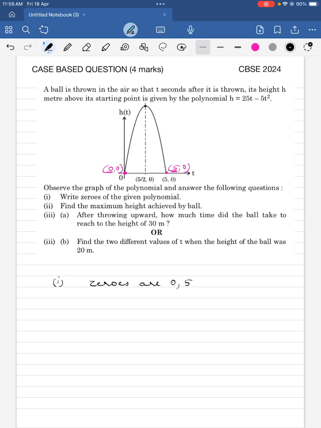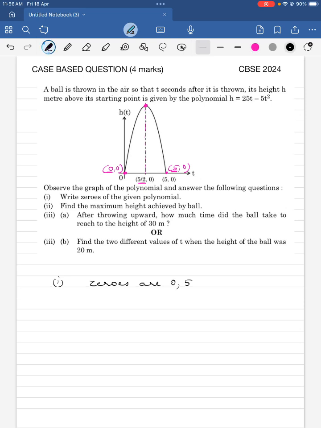Okay, now in the second part of the question, they're asking you to find the maximum height achieved by the ball. Now, if you observe the graph of the polynomial, you'll see that the maximum height is achieved at this particular point. And what is the value of t corresponding to that? The value of t corresponding to that is 5 by 2.